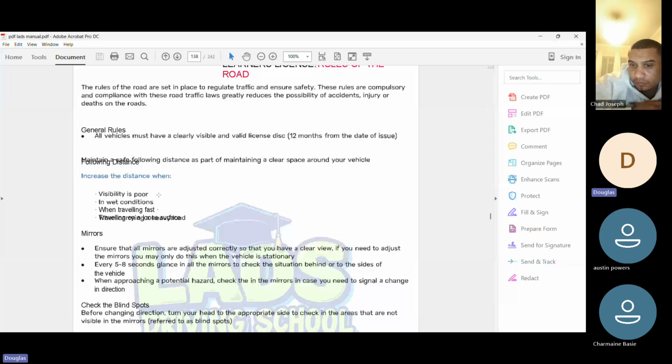So mostly you check your blind spot when you're about to turn, when you're about to change lanes, when you're about to overtake, when you're about to go into an entrance. Blind spots are very important because accidents happen when there is a car or a person or an object that you wouldn't clearly see on the mirror, but you will see it if you look at your blind spot.